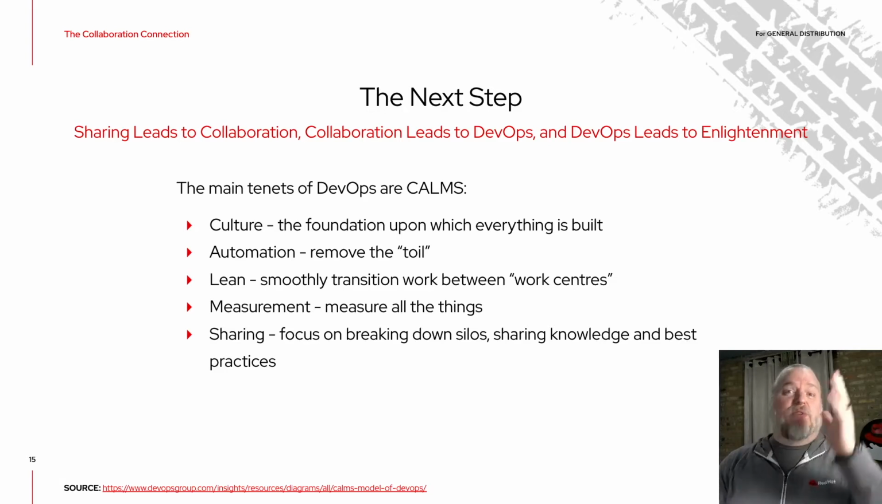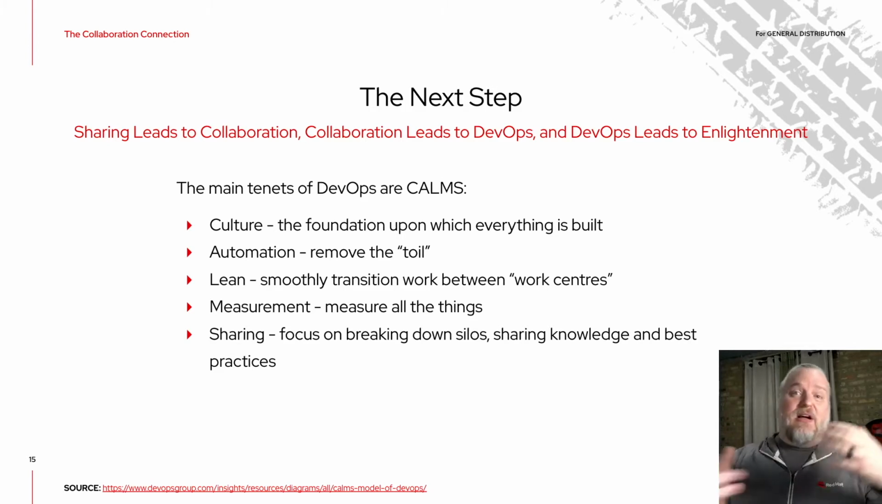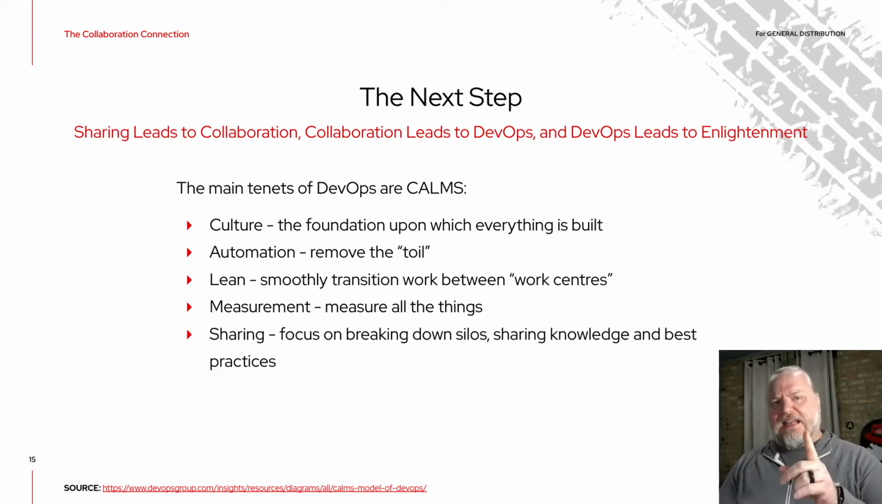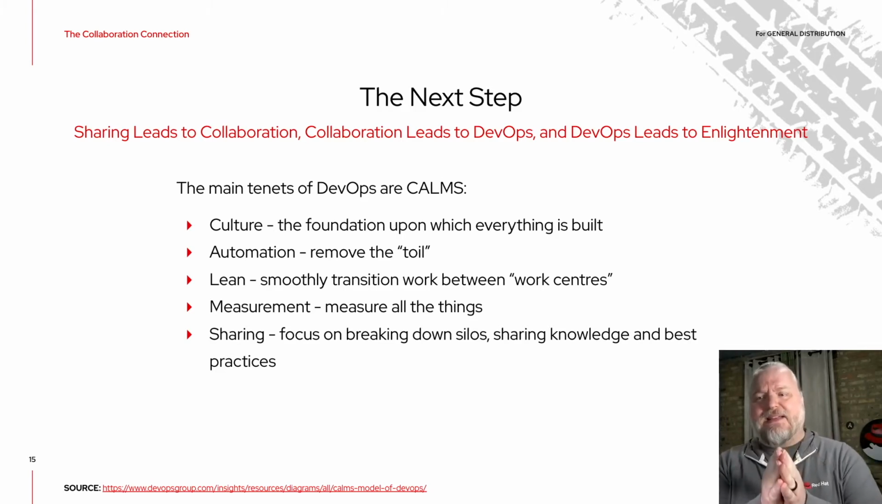Let's talk about automation. Well, we're already talking about automation. We're talking about why it's important. The idea is to remove the toil of all of this work. Let people flourish in a more creative way and not do monotonous, repetitive tasks. Lean. Now that's an important one, and we'll talk about that in a little bit. But basically the idea behind lean is to smoothly transition the work between the work centers and not get hung up in all sorts of delays.